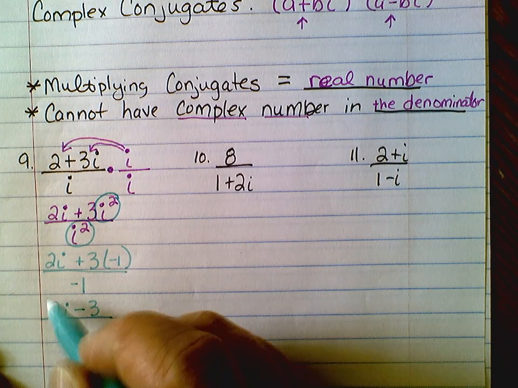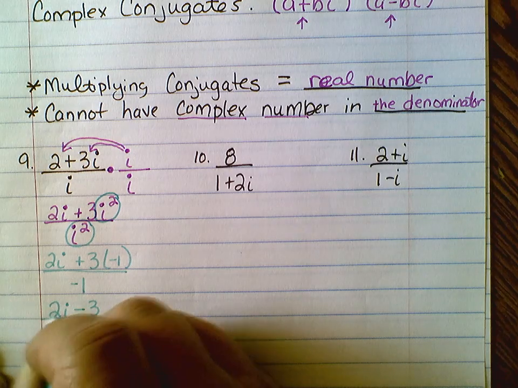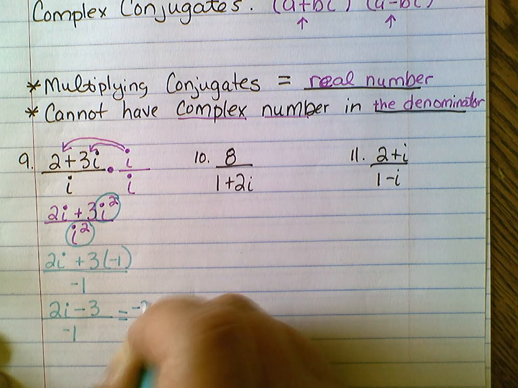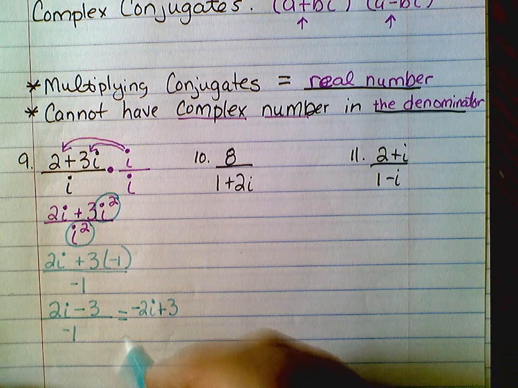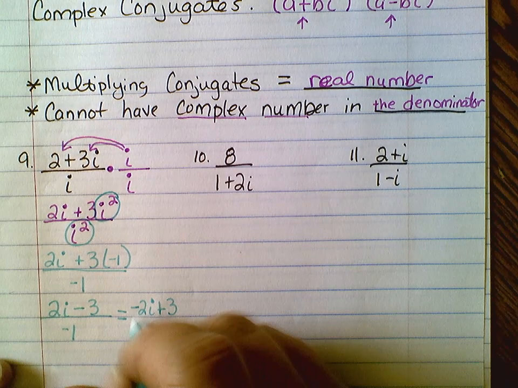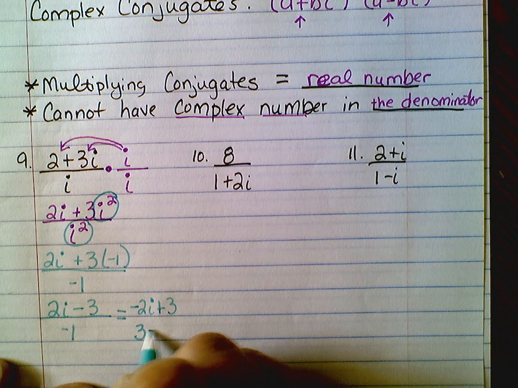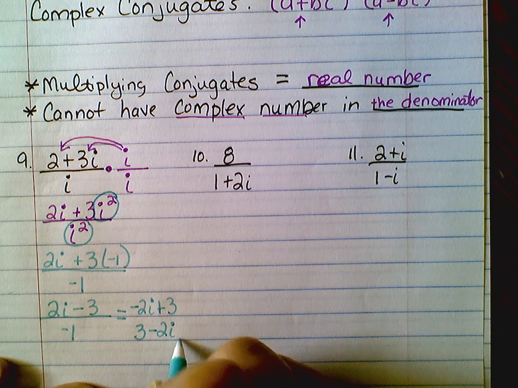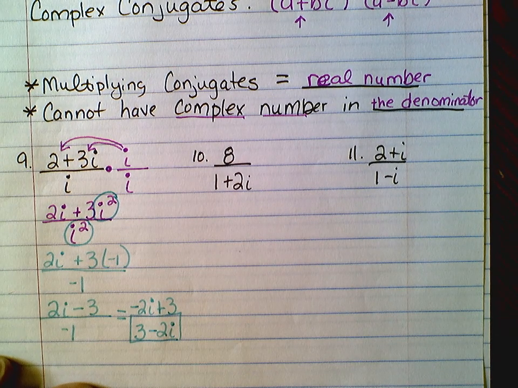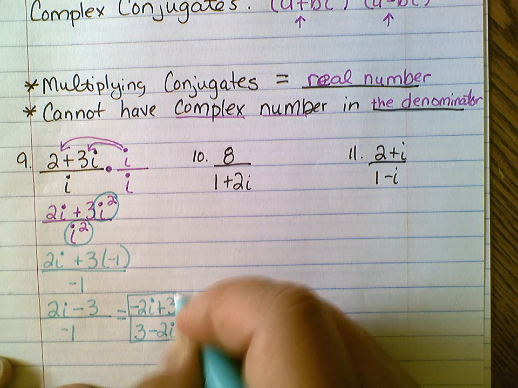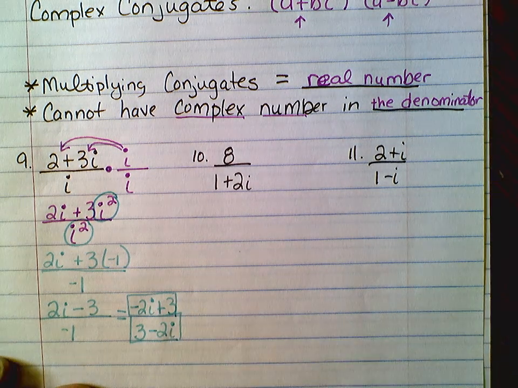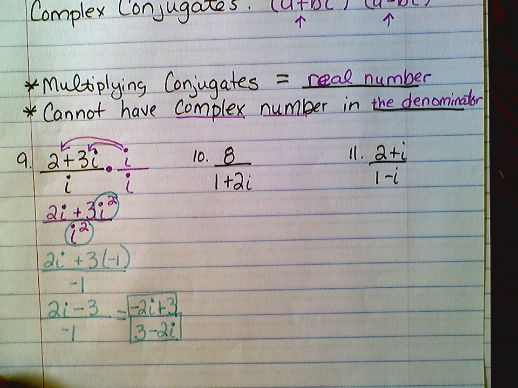But if I divide everything by negative 1, this will now be a negative 2i and a positive 3. And I would accept this answer, but just so you know, typically we write the real part and then the imaginary part. So these are both the same answer. And this one is acceptable, but this is the preferred way to write the answer.